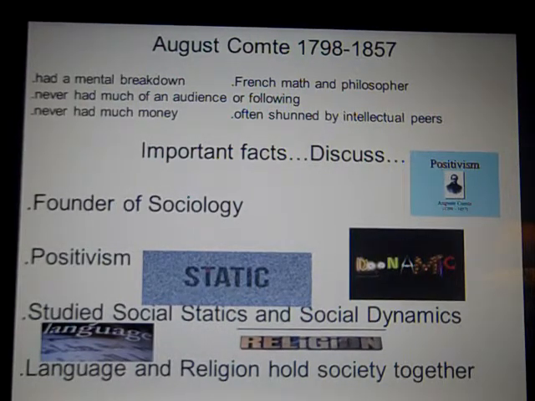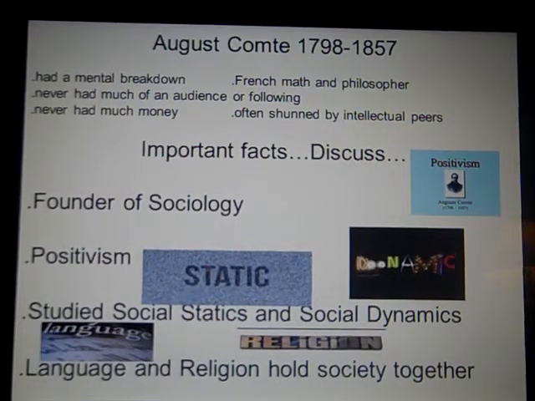A lot of these men and women who were important in the history of sociology had a lot of really good ideas, but also had some pretty negative things or some adversity that they had to overcome. Comte was brilliant, but he also had a mental breakdown. He never had much money. He never had much of an audience or a following. A lot like the other sociologists we're going to talk about soon, he was other things. He was also a mathematician and a philosopher. He was often marginalized by his intellectual peers.